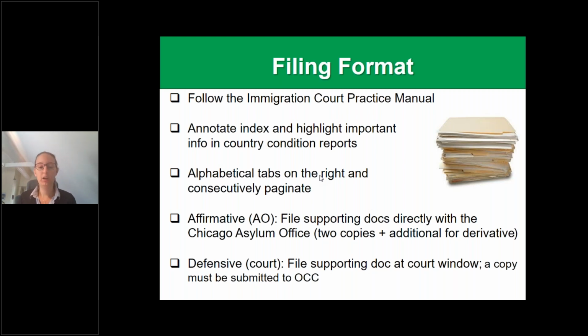At the asylum office, you're going to file your supporting documents directly with the Chicago Asylum Office. They ask for 2 copies, and if there are derivative children or spouses, you'll have additional copies for each of them. And in court, you have to file at the filing window at the Chicago Immigration Court, and you have to serve a copy on the government as well.